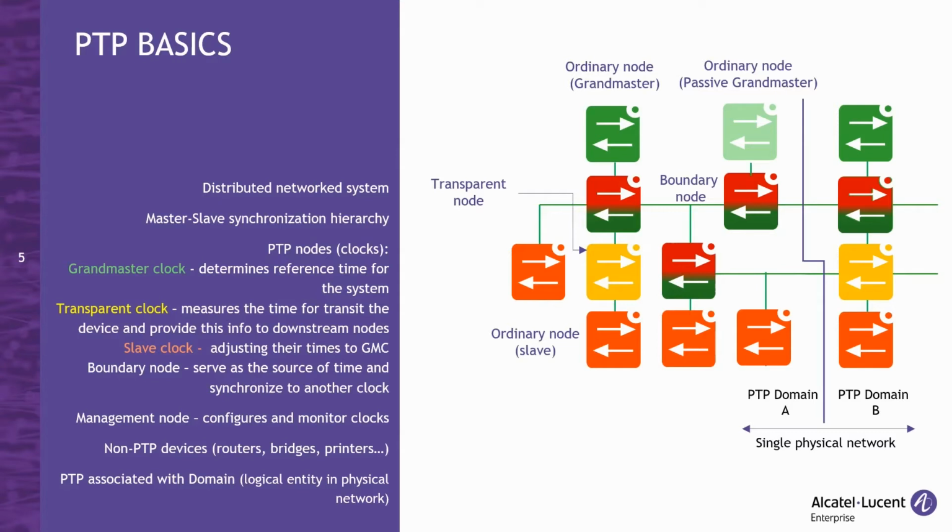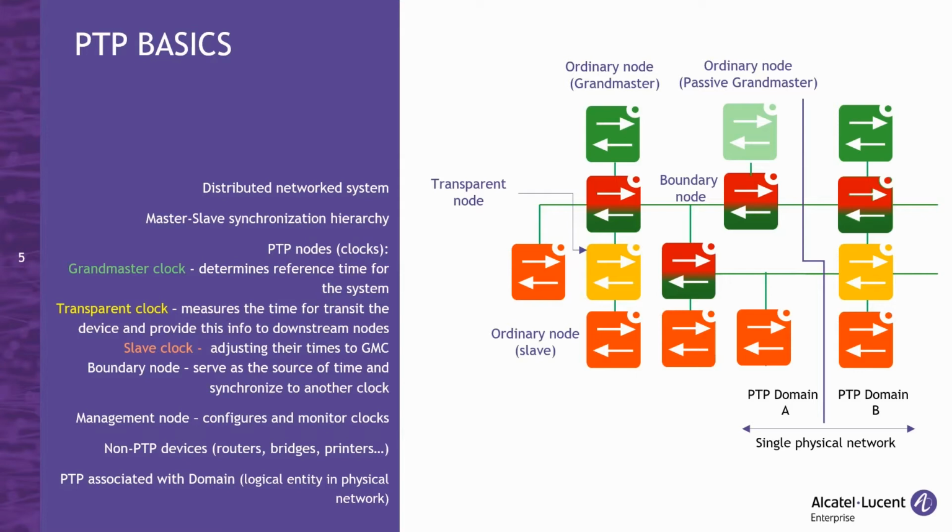Transparent clocks could be deployed on the path between master and slave clocks. They measure the time needed to transit the device, and they provide this information to downstream nodes for higher accuracy of slave synchronization. Boundary clock is the one that is used to extend the reach of grandmaster clock in the network by utilizing dual functionality. Acting as a slave on one port, it synchronizes to the grandmaster clock, while on the other port or ports, it acts as a master to downstream slave clocks.